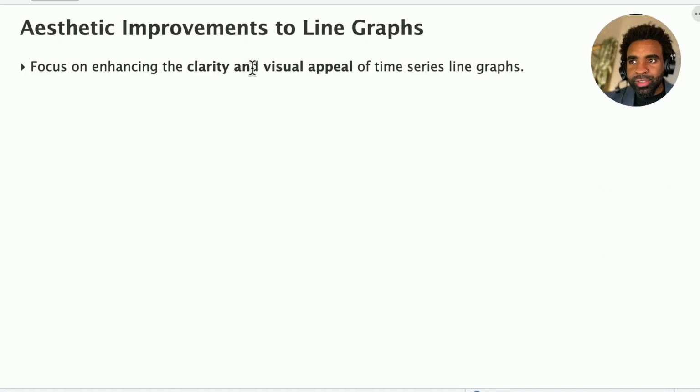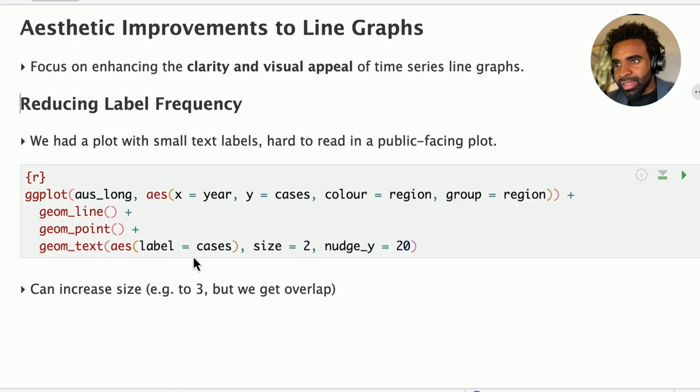Now let's think about some aesthetic improvements we can make to our line graphs. So we're going to try to focus on enhancing the clarity and the visual appeal of these line graphs that we're creating in this lesson. The first thing we're going to think about is reducing label frequency. So remember that when we left off, we had this plot, but we had some small text labels there, and these would be kind of hard to read in a public-facing plot.